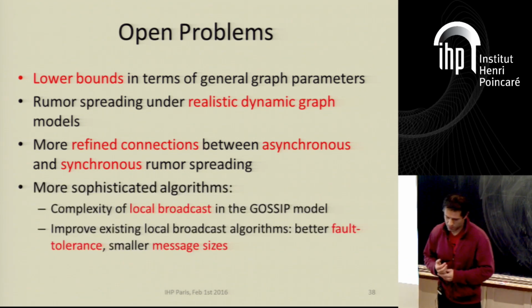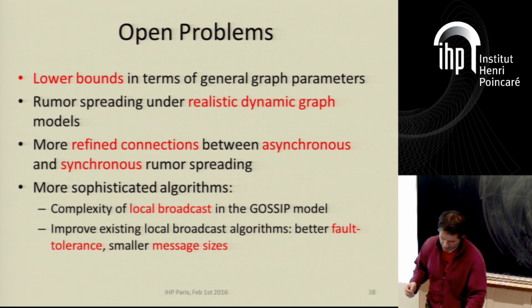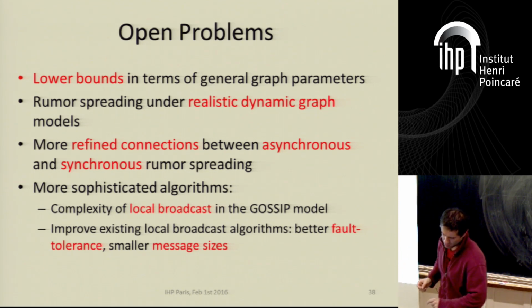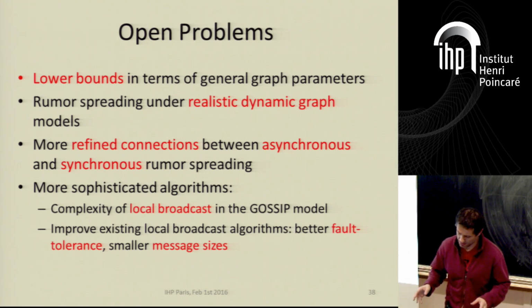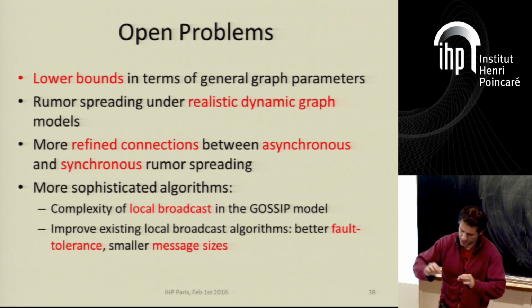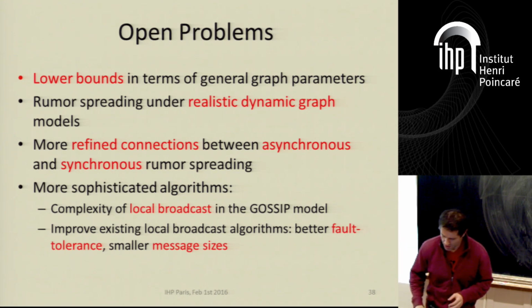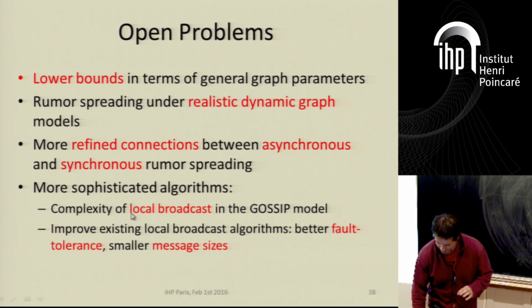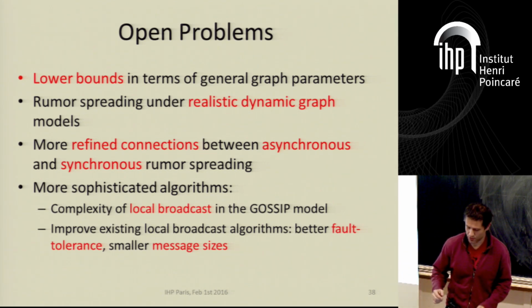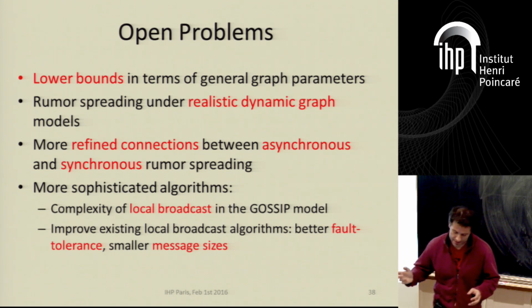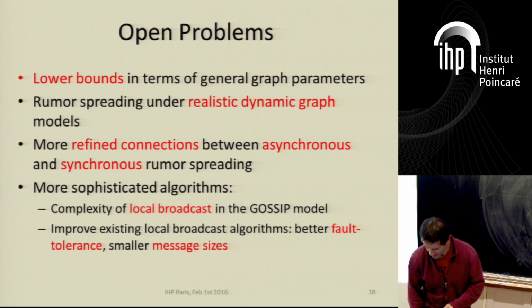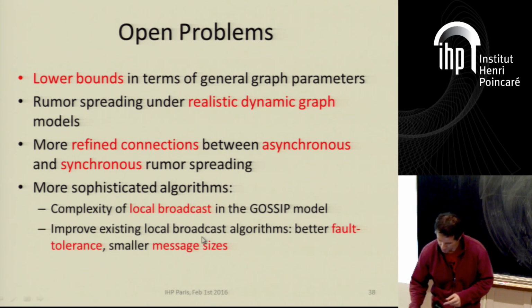Finally, when I talked about more sophisticated algorithms, I mentioned that it's interesting to pinpoint the exact complexity of the local broadcast problem in this gossip model, where the graph is unknown, and each node can choose just one neighbor. In addition to that, the existing fast algorithms tend to not have good fault tolerance properties, and also they require messages of linear size. So it's interesting to see if we can address these two issues.